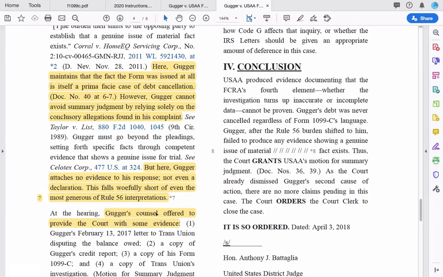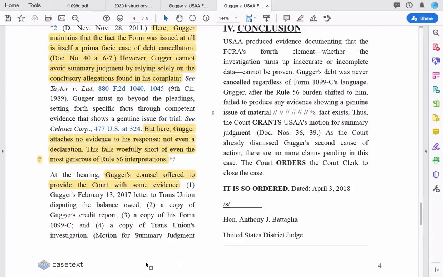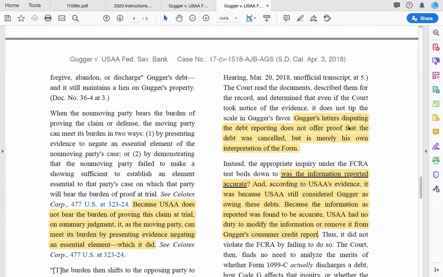And at the hearing, the plaintiff's counsel offered to provide some evidence. So here's a dispute letter, credit report, 1099-C, TransUnion's investigation, and the judge says it doesn't do any good. Okay, your letters disputing the debt just show your interpretation, not any actual proof. And the judge says it comes down to, was the information reported accurate? And the bank's evidence says it was accurate, and so therefore they win.